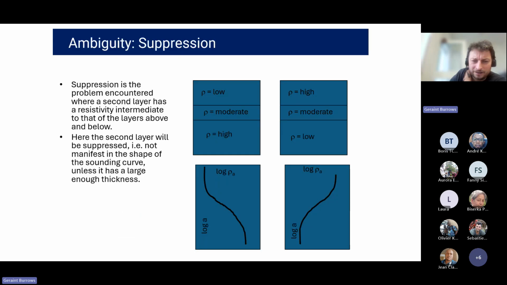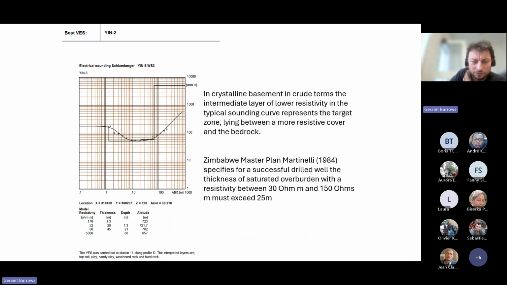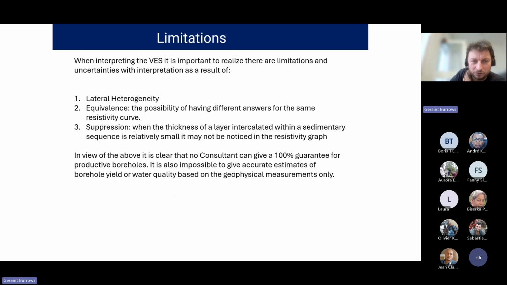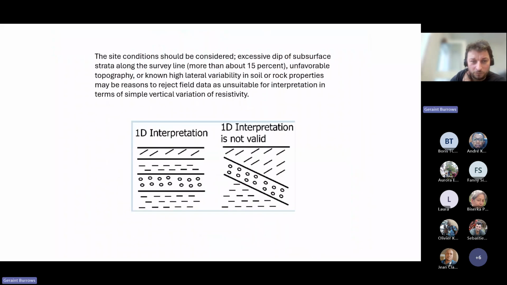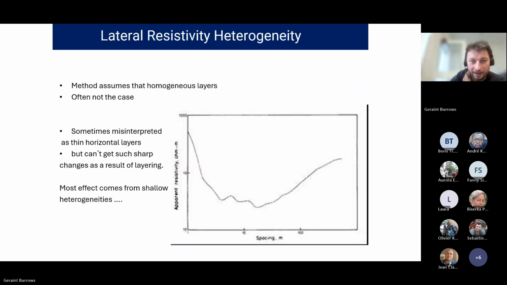Any questions on any of those points, the challenges associated with vertical electrical soundings? It's not to put you off the usefulness of a vertical electrical sounding, but just to be aware that it's not cut and dry. The measurement that you take at the ground surface, it's not cut and dry that what you're recording is actually what's happening below the ground.